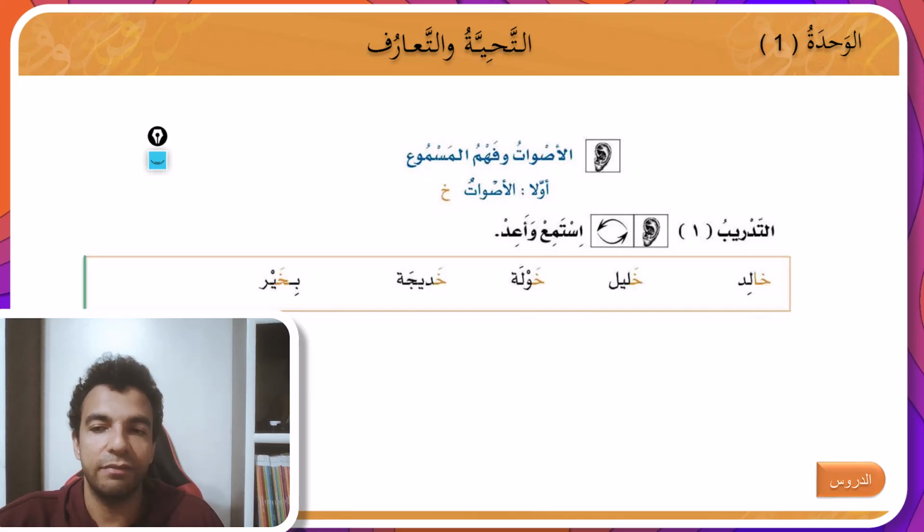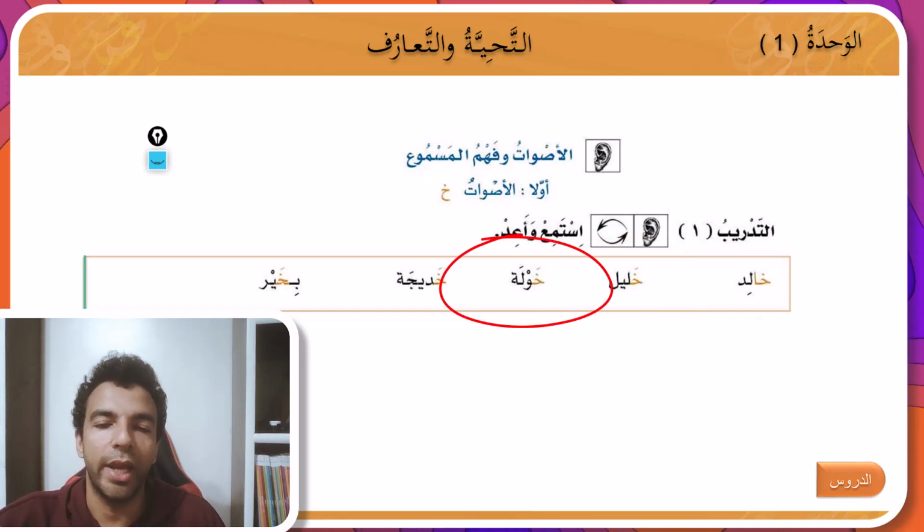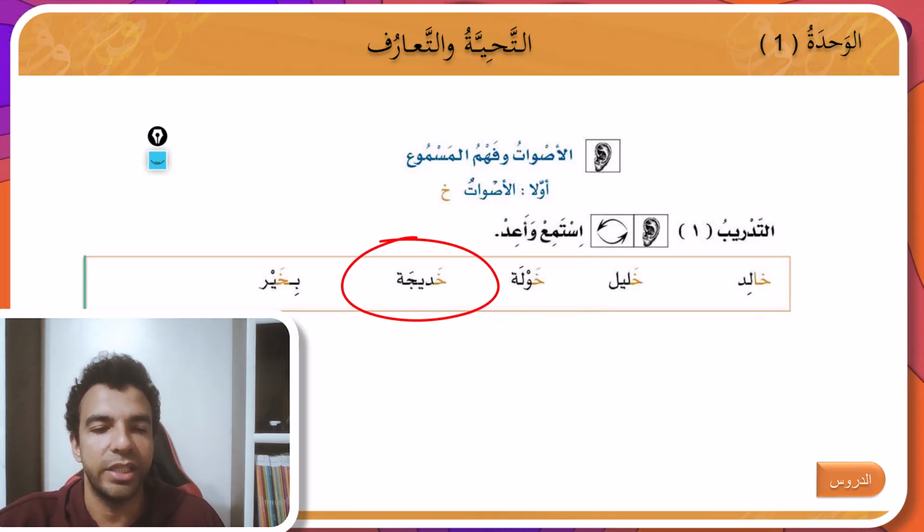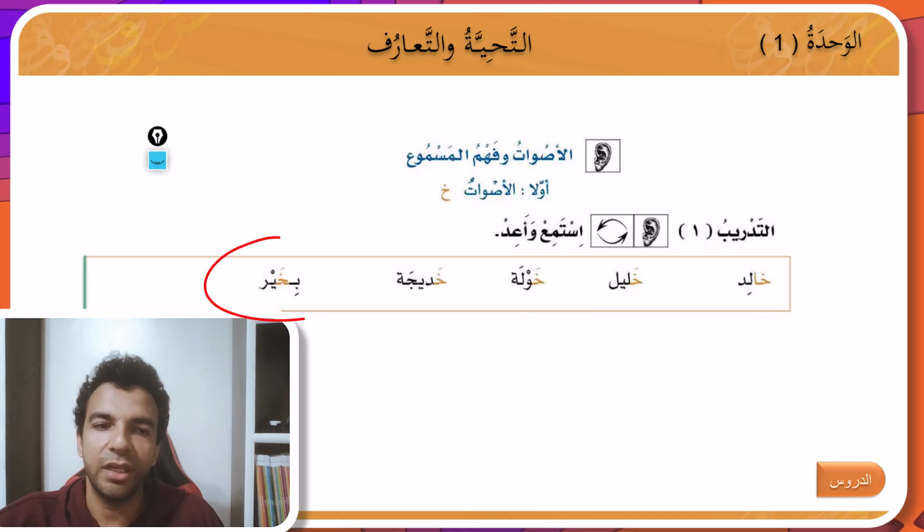So listen to me and try to repeat after me to get to recognize that letter in a good way. Here we have Khalid, Khalil, Khawla, Khadija, بخير. So as you can see, these 5 words are included in the letter Kha, all of them pronounced with fatha, like Kha.